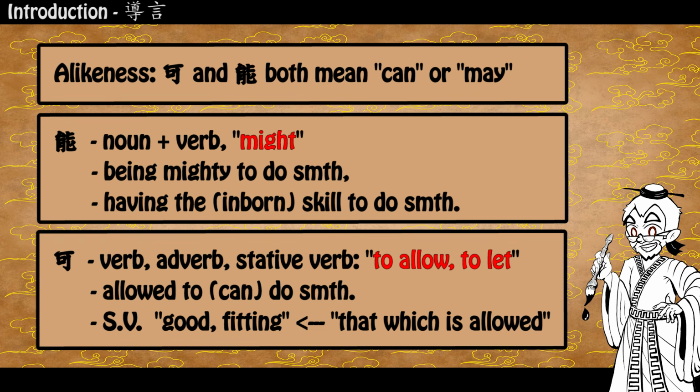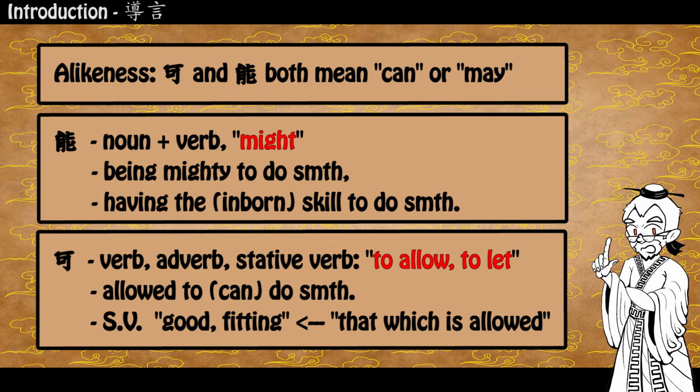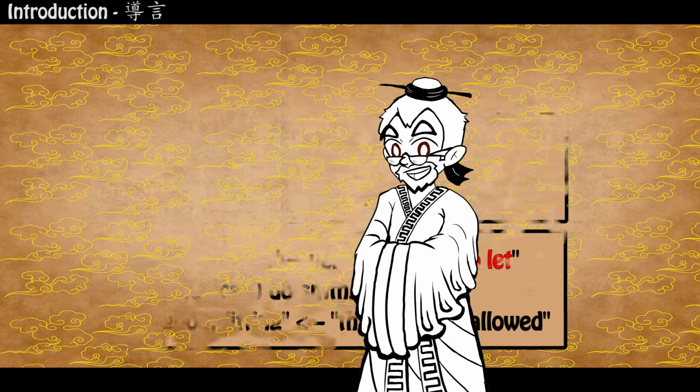Neng is a noun and a verb. The basic meaning is might or ability, as in you can do something because you have the power or capability to do so. Ke is a verb, an adverb, and a stative verb, the basic meaning of which is to allow or to permit, and so the focus here is on something that can be done because it is allowed to be done. The stative verb meaning is good, right, or fitting. If something is allowed, then it is, by extension, good and fitting.